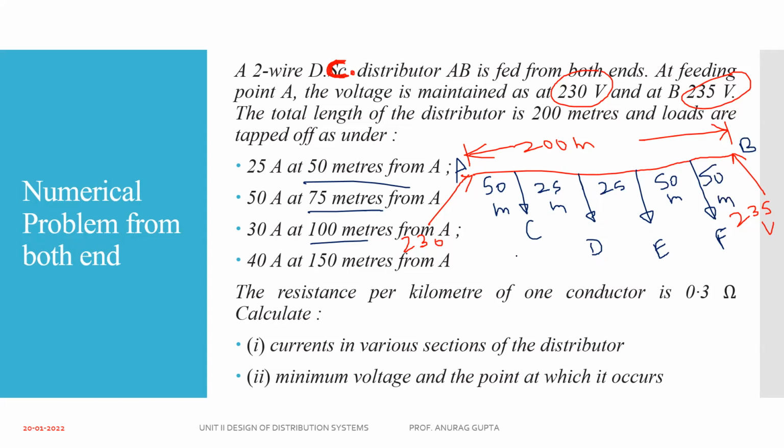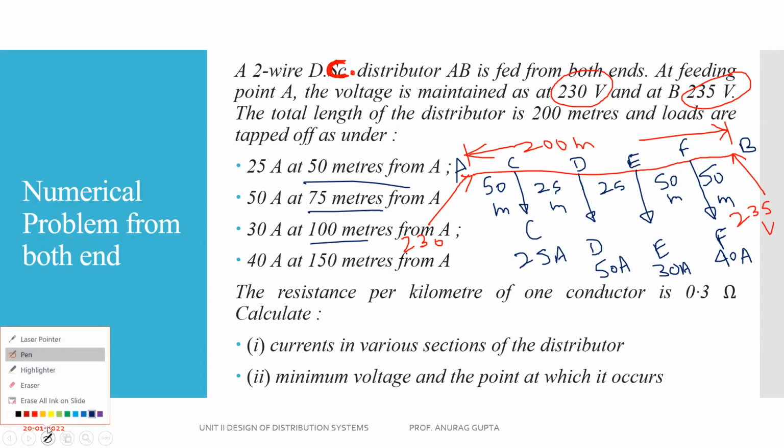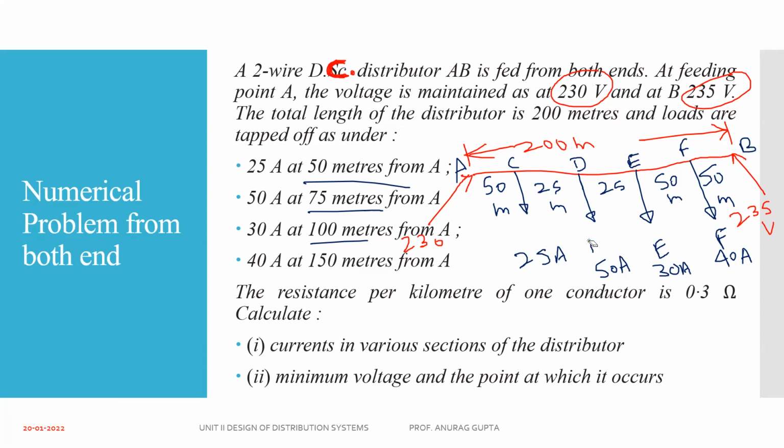Clear? The currents are already given: 25 ampere, 50 ampere, 30 ampere and 40 ampere. So first of all, the diagram is completed. That's your AC section, CD, DE, and that's your EF section. Clear? So I'm doing this one now. I've already written this above, you can see.